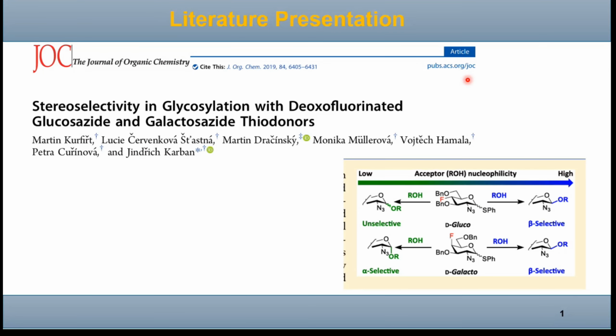Today I am going to discuss the stereoselectivity in the glycosylation with the deoxofluorinated glucosazide and galactosazide thiodonors. So basically, in this paper, what they have done is they have taken these two C2 azide glucose thioglycoside donor and the galactose donor. They have activated this thio donor, and they have taken different types of acceptor to see the stereoselectivity outcome. So before coming to the reaction, we'll discuss why they have taken this fluorinated sugar.